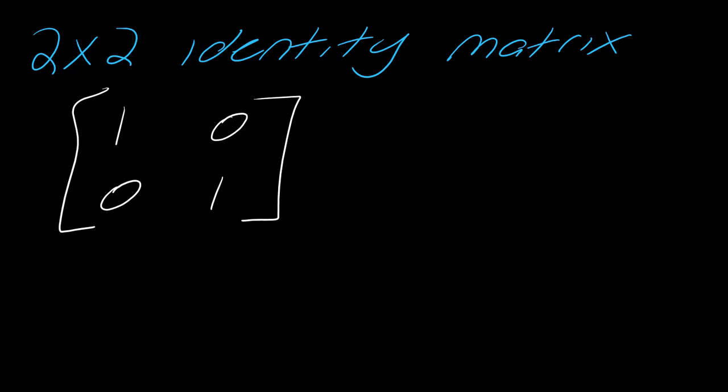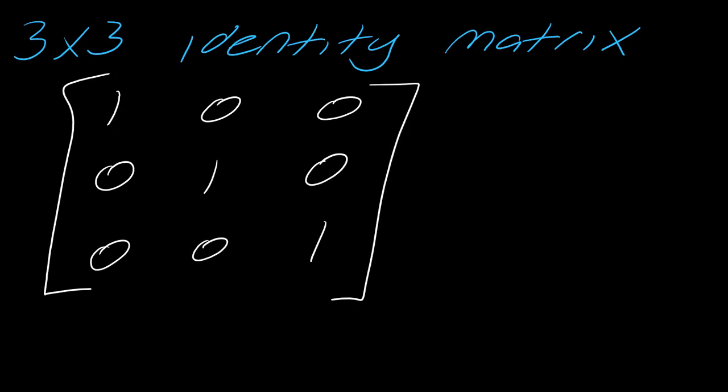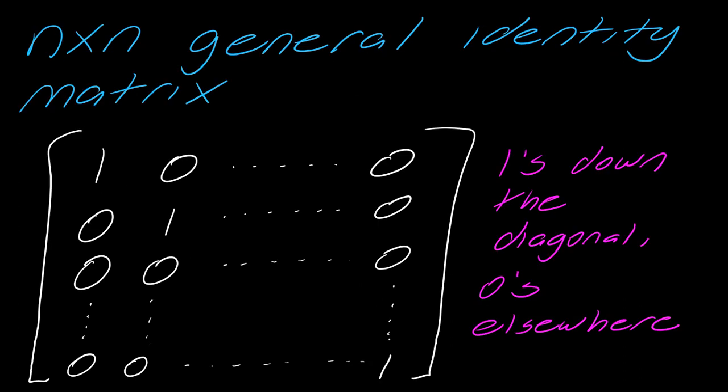If I now go to the 3 by 3 identity matrix, I want you just to notice again, ones down the diagonal, zeros everywhere else. This is what's known as the identity, and we can have an identity matrix as big as we want. We just continue the pattern. If I have this n by n general identity matrix, you're going to have ones down the diagonal and zeros literally everywhere else. And the identity matrix is pretty important.